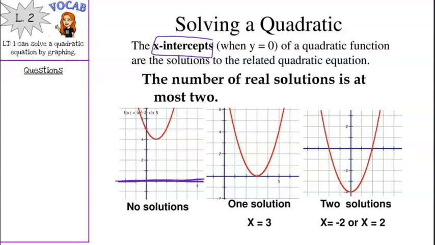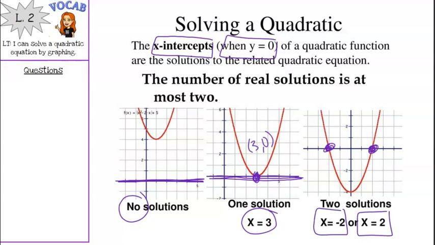As you can see here, we do not have a point where the graph touches the x-axis, so that means we just have no solution. Here we have only one point where the graph touches the x-axis, and that's right here at (3, 0). So you can see the x number is 3 and the y number is 0, so that's when y equals 0. And then we have this last example where we have 2 points where the graph touches the x-axis, so that's where we have those two solutions, x equals -2 and x equals 2, because it touches at (2, 0) and (-2, 0).